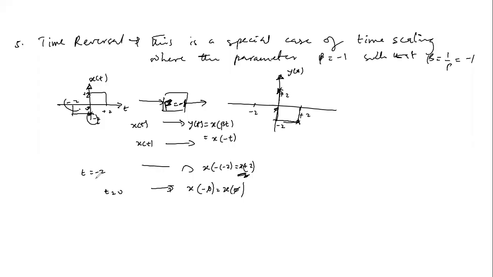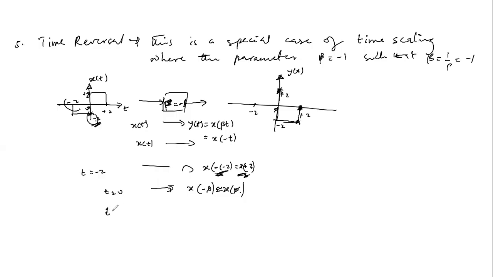Okay, so at t equal to minus 2, we have the time reversal here. Minus times minus 2 is positive 2. So on the time scale it is positive 2, but the amplitude is still negative 2. Then at t equal to 0, S of minus 0 is the same as S of 0, approximately. At t equal to 0, the amplitude is positive 2. That's what we get here.